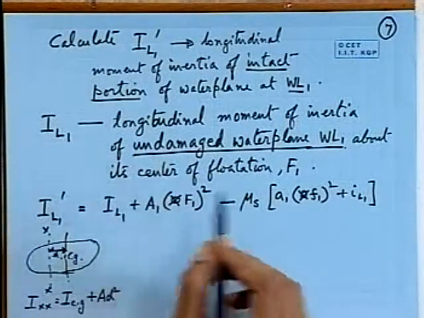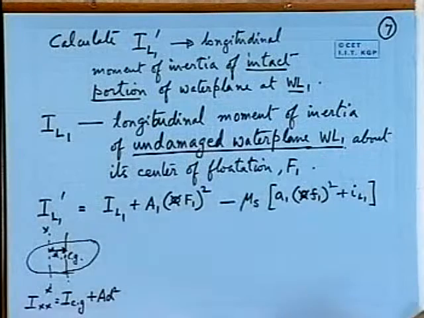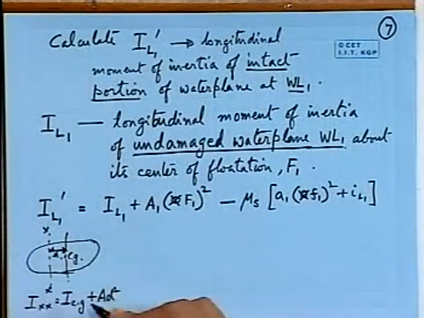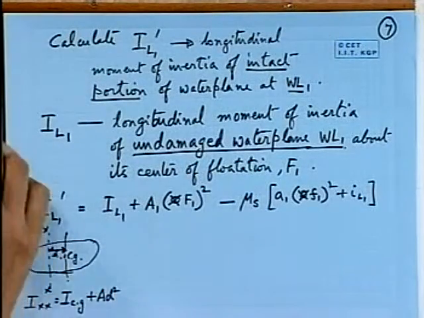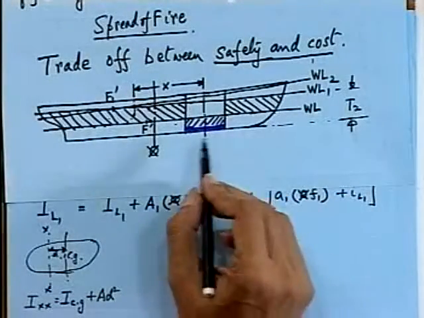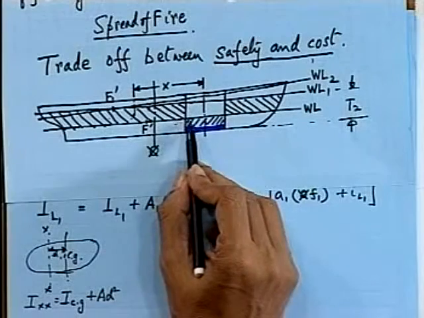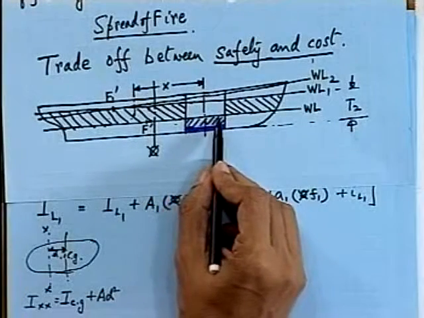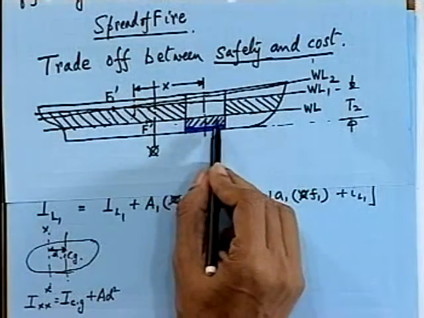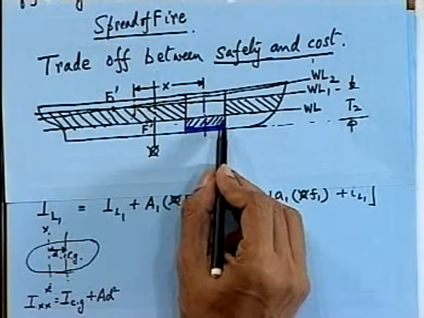Because I have written IL1 is the undamaged water plane WL. So this I have transferred from F1 to midship. I have added AD square. I have got this. Now we have to subtract the contribution of moment of inertia from this flooded compartment, or the area between the two bulkheads, compartment bulkheads.